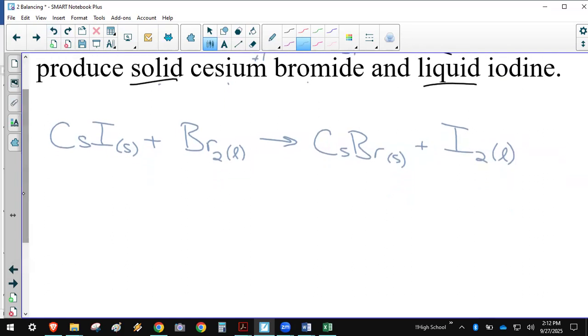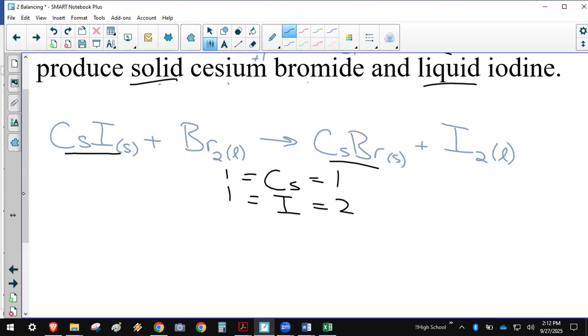Once you get that far, you balance. And then again, it doesn't really matter which one you start with. Always start with the most difficult one. And so it's a toss-up between cesium iodide or cesium bromide. I'll start with cesium iodide just because it's on the left. Not that that matters. That's just what I choose to start with. State what you have. Cesium, of course, has only 1 on both sides. So cesium's already balanced. Iodine has 1 on the left. Iodine has 2 on the right. So that one's not balanced.